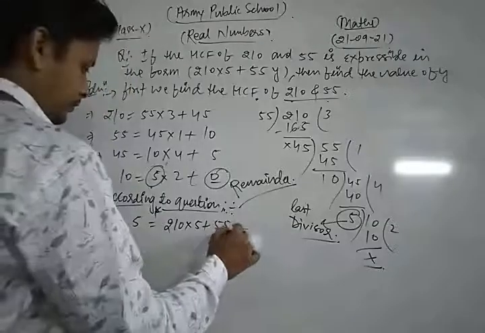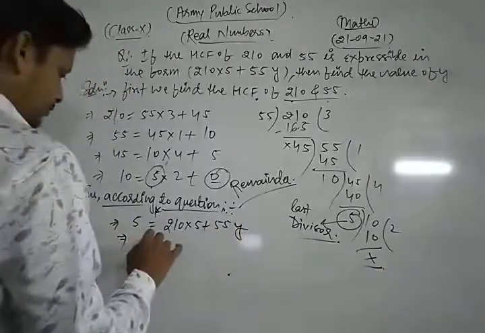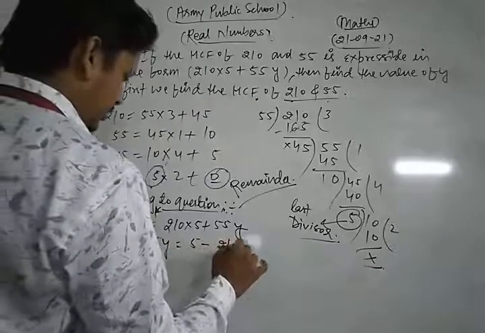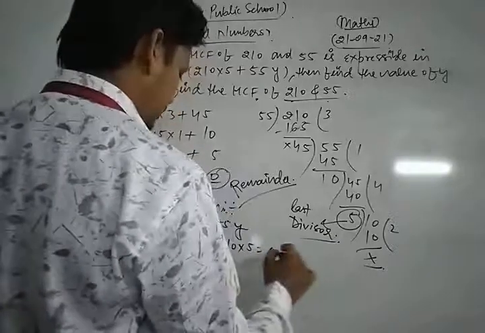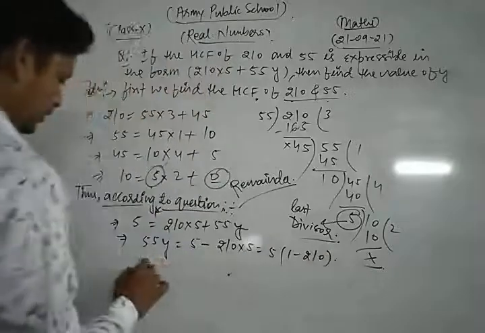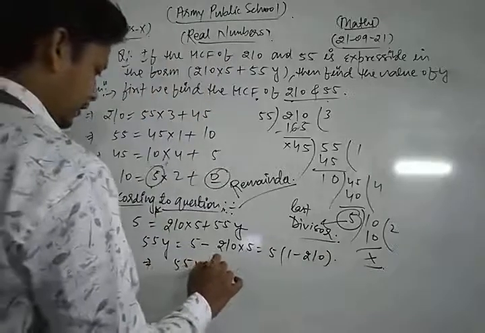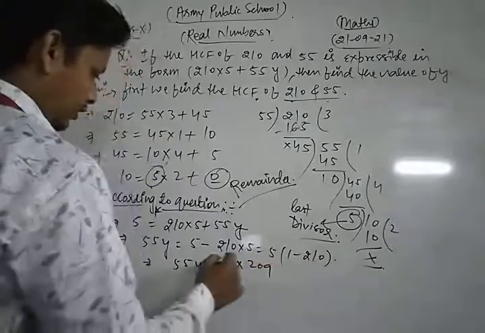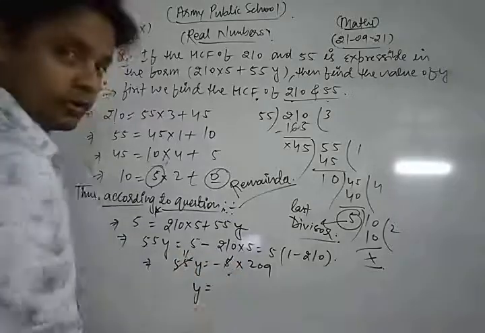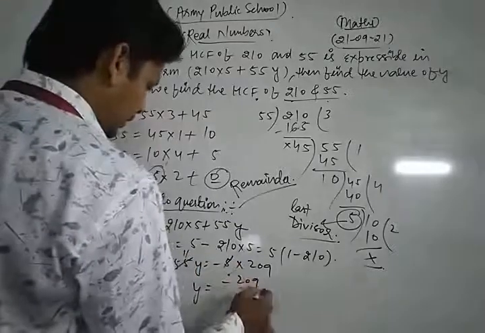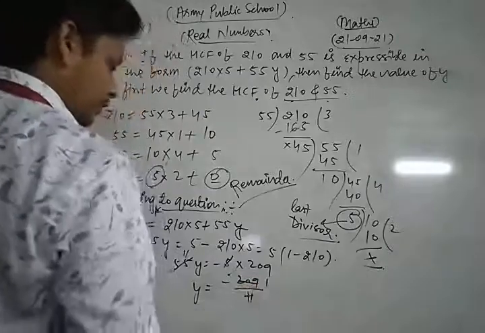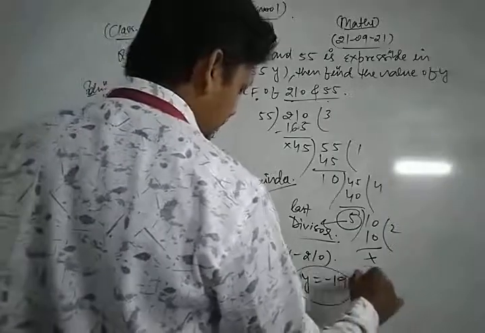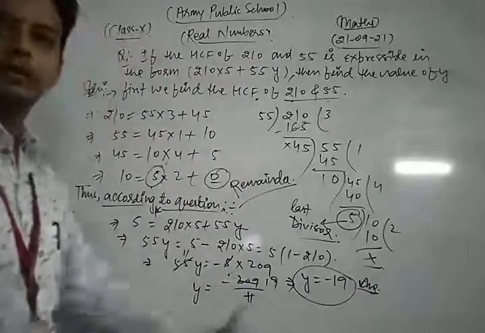Now look. 55y is equal to 5 minus 210 into 5. Now we take 5 as common, so 1 minus 210 gives 5 into minus 209. Now 55 is 5 into 11, so y is equal to minus 209 upon 11. 11 times 19 is 209. So the value of y is minus 19. The value of y is minus 19. Okay.